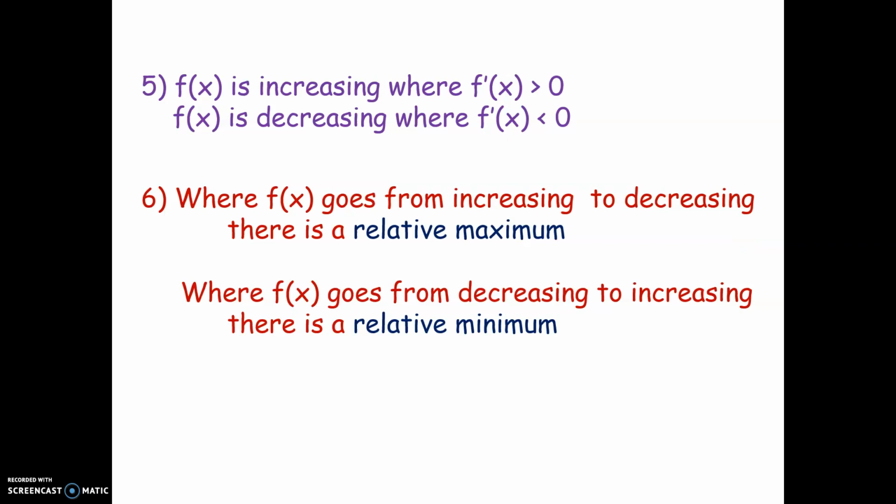Fifth step, f of x is increasing where the slope is greater than 0 or it's positive. F of x, the graph, is decreasing where the slope is negative, less than 0. And step 6, where f of x goes from increasing to decreasing, there's a relative maximum. Where f of x goes from decreasing to increasing, there is a relative minimum. So if you picture this, from increasing to decreasing, it's a maximum. From decreasing to increasing, it would be a minimum.